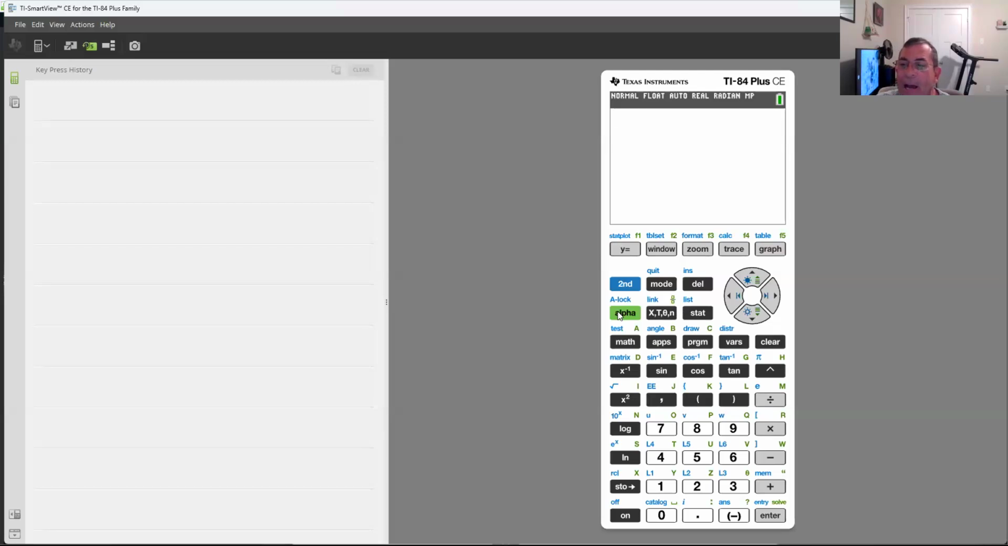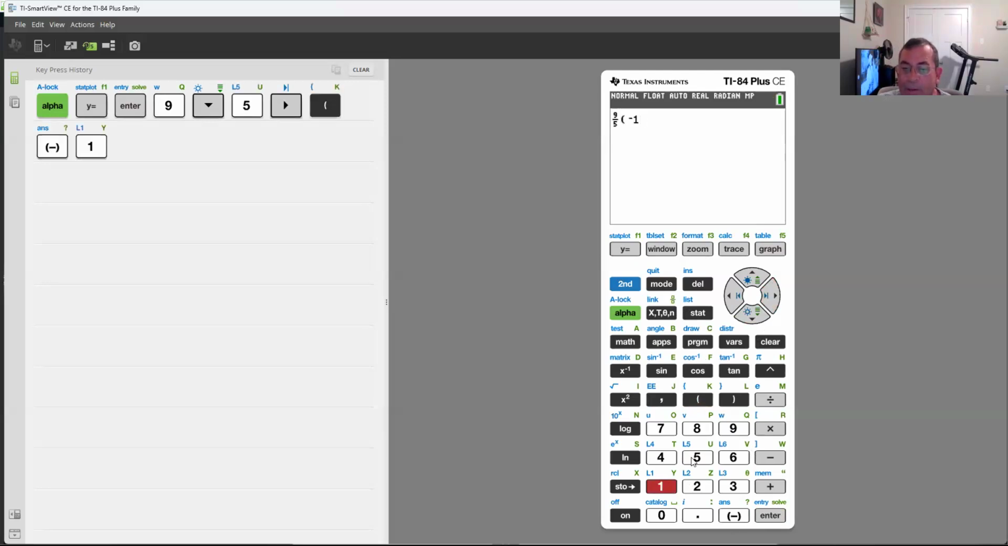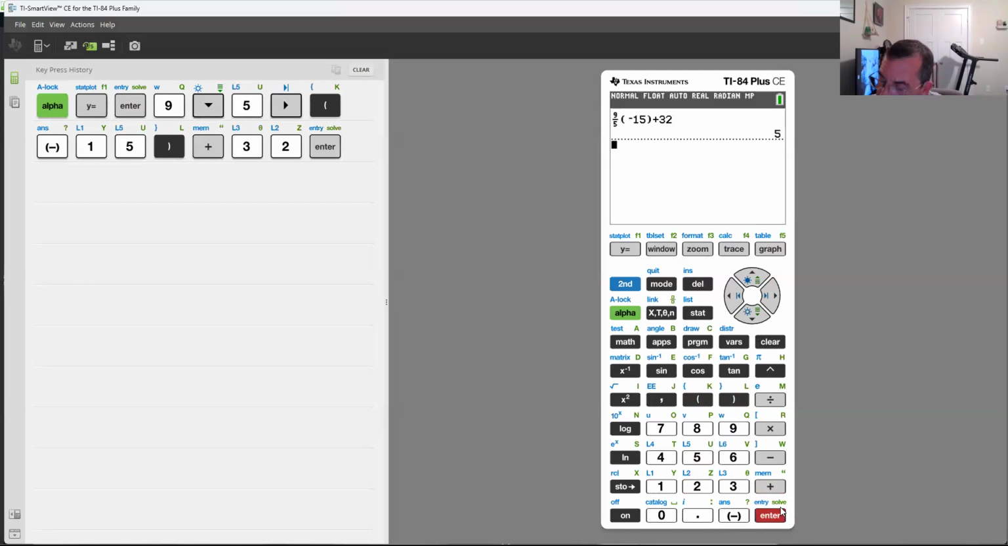I had 9 divided by 5. So if you want it to look like a fraction, I'm going to hit alpha, y equals, and enter. So that was 9 over 5. Right, parentheses, put in your -15, and then add 32 to that. Once you got that plugged in, you're going to hit enter, and our answer is 5. So that means that -15 degrees Celsius is equal to 5 degrees Fahrenheit.